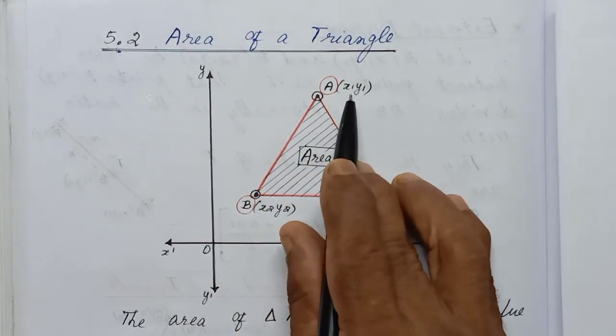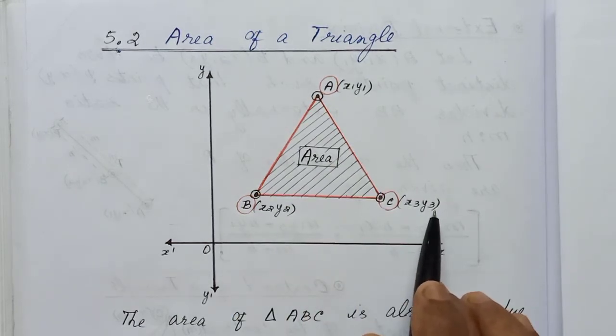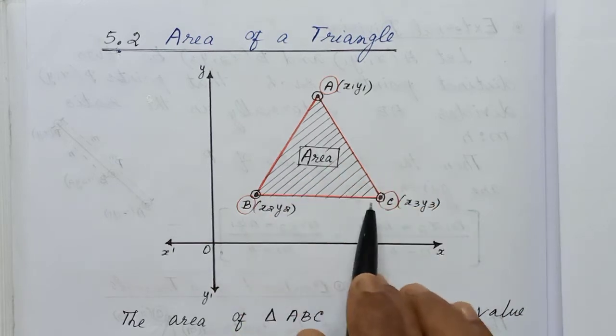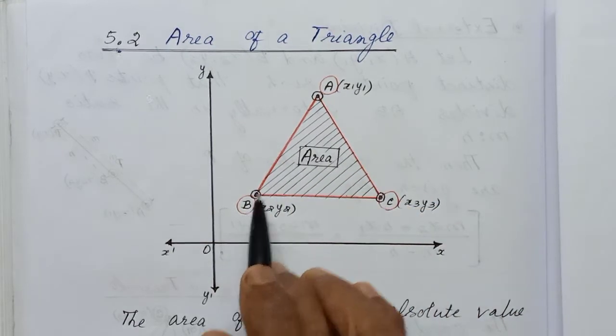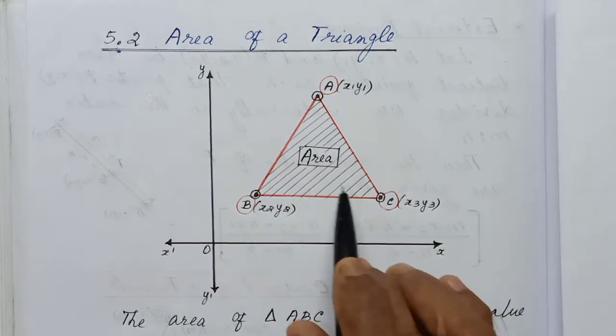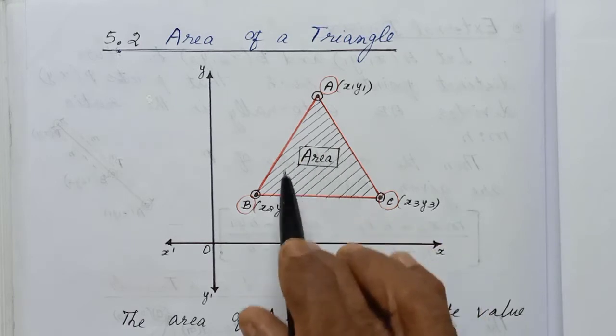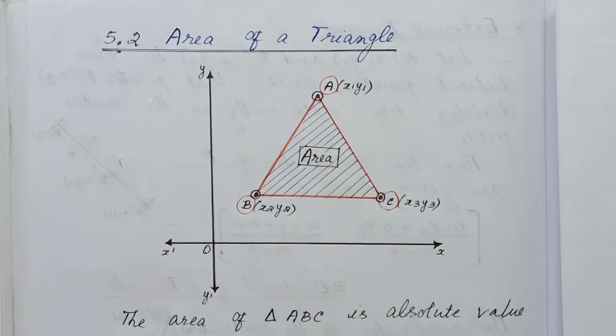A has x1, y1. This is x2, y2. This is x3, y3. So we enclose all those points A, B, C. What we find in between this place, enclosed by ABC, is called an area.